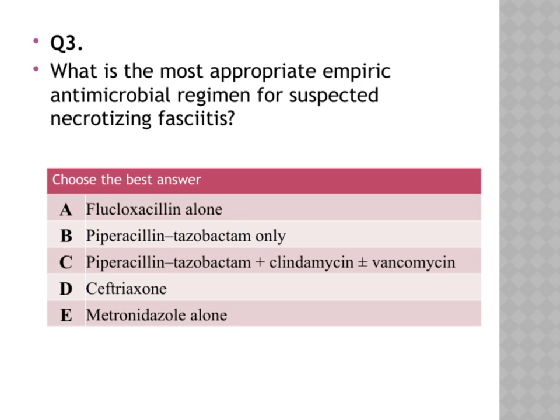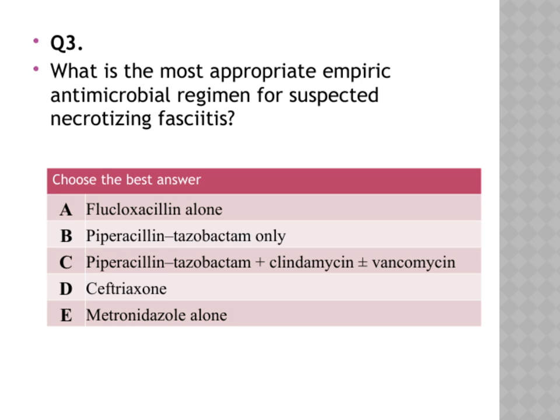Looking at the options, we have flucloxacillin alone, which is good for methicillin-sensitive Staph aureus, but it might not cover all the likely pathogens in necrotizing fasciitis. Then there's piperacillin-tazobactam only, which offers broad coverage, including many gram-positive, gram-negative, and anaerobic bacteria. The third choice, piperacillin-tazobactam combined with clindamycin, with or without vancomycin, really aims to target the broadest range of organisms, including toxin-producing strains like Streptococcus pyogenes or Staph aureus. Clindamycin is particularly important because it suppresses toxin production, which is a key factor in necrotizing fasciitis severity.